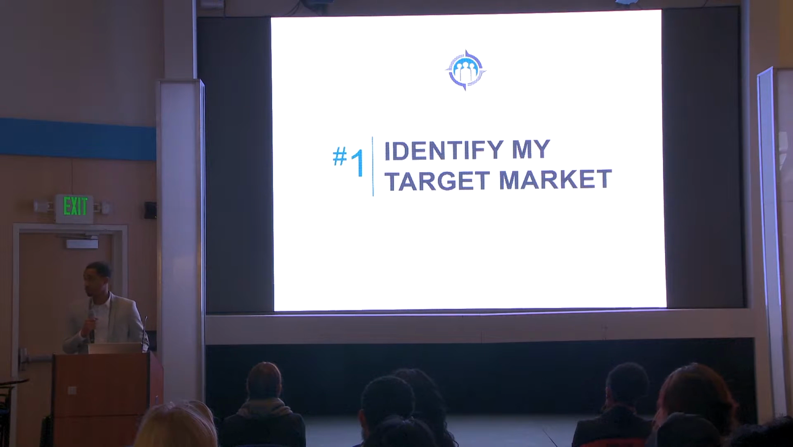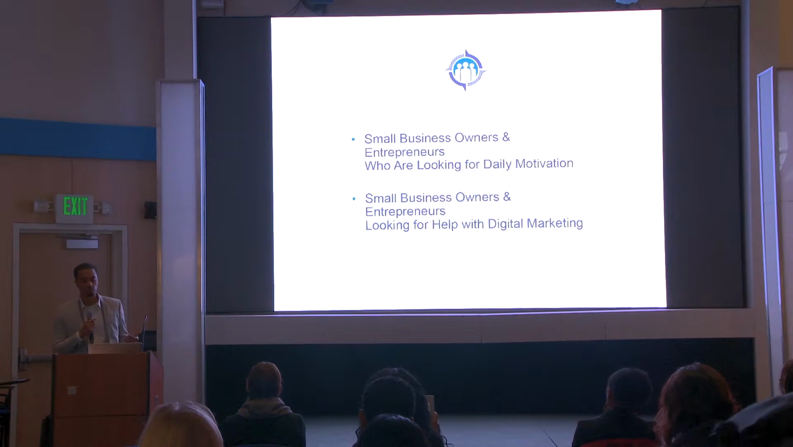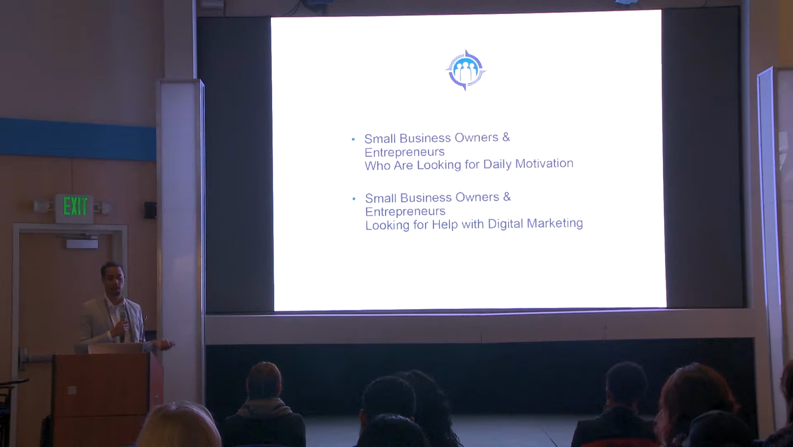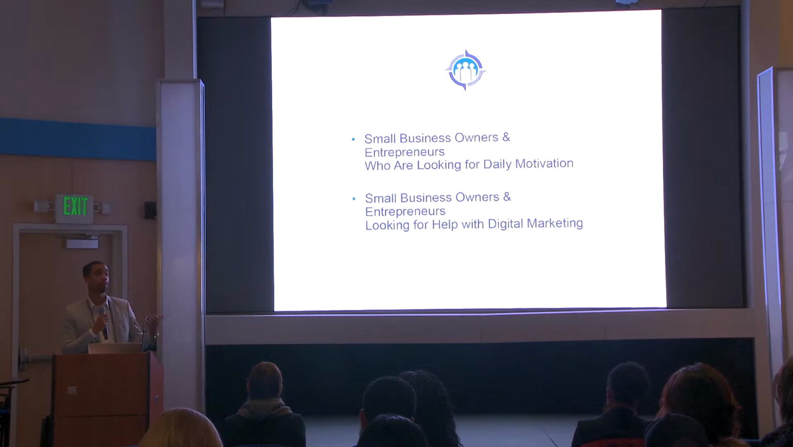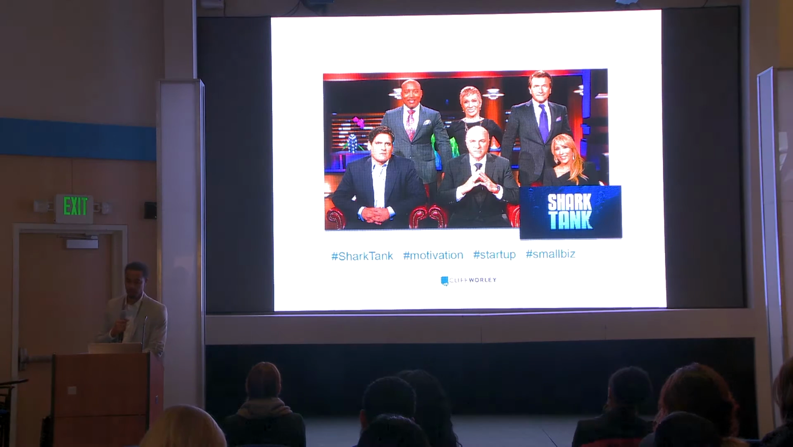The first thing I had to do was identify my target market. I was like, what people do I want to come to my account? Well, I personally wanted to post these motivational quotes. I saw a whole bunch of motivational quote accounts out there that were doing well. So I wanted to find small business owners and entrepreneurs who were looking for daily motivation. And I wanted to find small business owners and entrepreneurs that were looking for help in digital marketing, because part of me also wanted to take them on as clients to help other people do digital marketing. So those are the people that I wanted to focus on. And then I had to figure out what they did on Instagram, right? That's number 2.